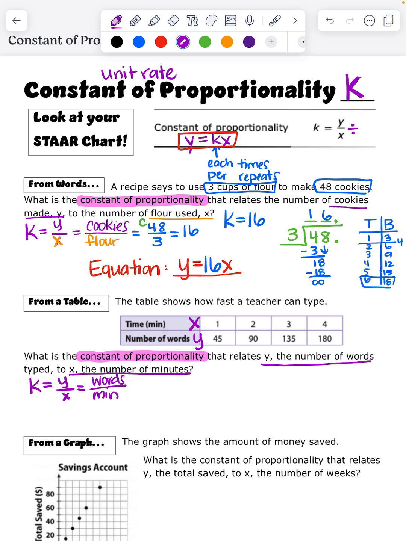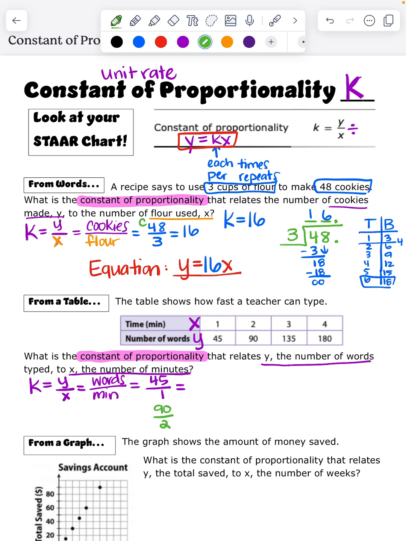Okay, so now I know all of these bottom values represent y, and all of the top values represent x. Okay, so let's plug in. Does it matter which piece of my table I use? No, it does not. So I'm going to use the first piece. What were the words? The words were 45, and how long? 1 minute. If you chose a different piece of the table, you would still get the same answer. If I used the 90 over 2, that's still going to get me the same answer.